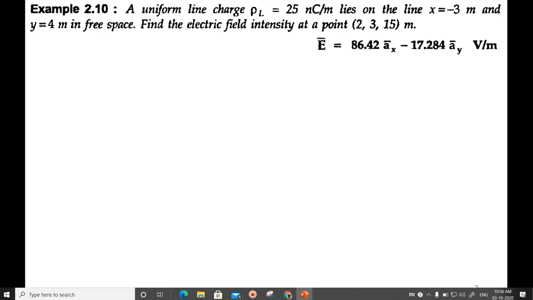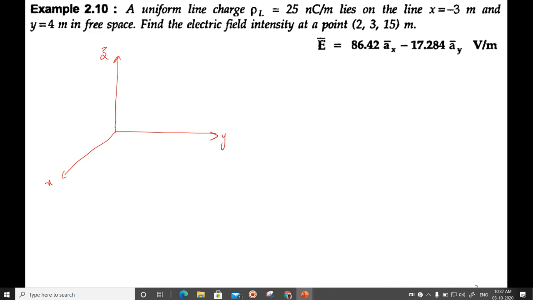A uniform line charge rho L equal to 25 nanocoulomb per meter lies on x equal to minus 3 meter and y equal to 4 meter in free space. Find the electric field intensity at point (2, 3, 15). Right. So first we'll draw the diagram. That would be better always. X axis, y axis, and z axis.